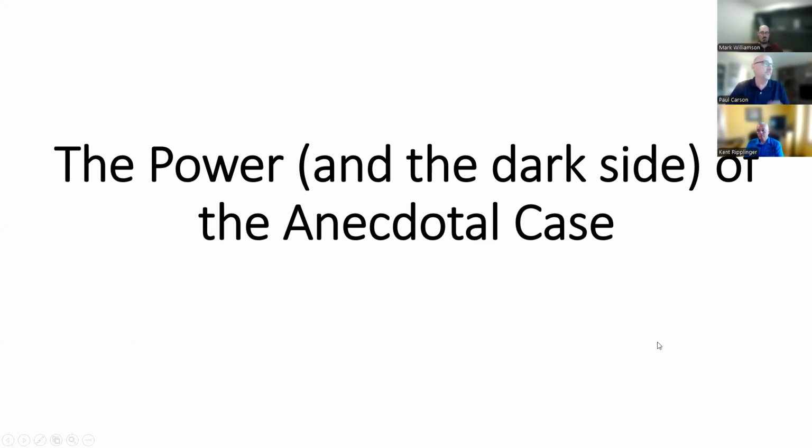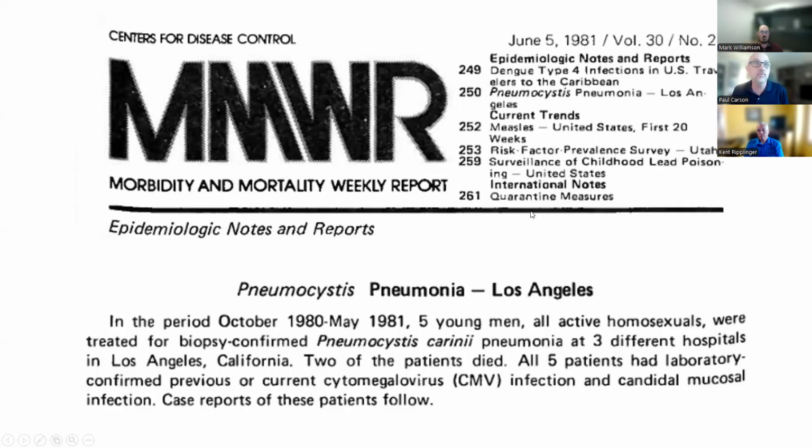They can open up important investigation, or they can be very spurious associations. Here's a couple of really important ones that really paved the way of our understanding about human disease. This was a report in 1981 in Morbidity and Mortality Weekly of 5 young men who were all active homosexuals who were treated for biopsy-confirmed pneumocystis carinii pneumonia.